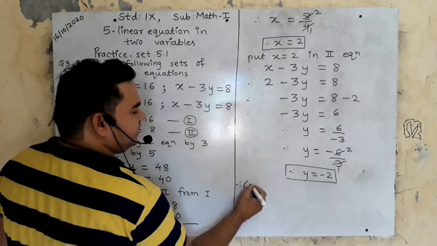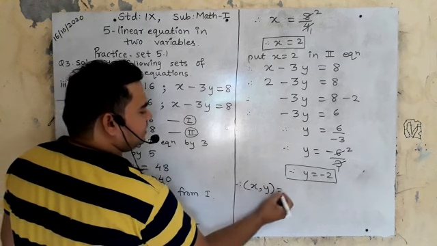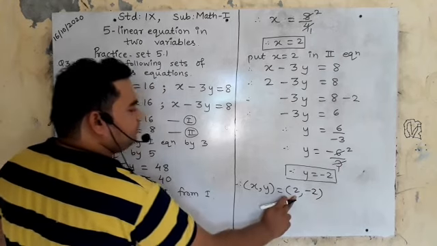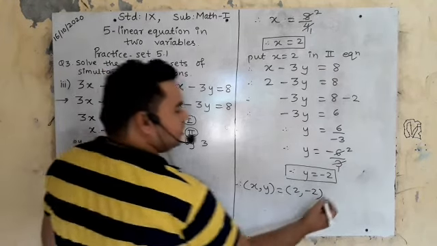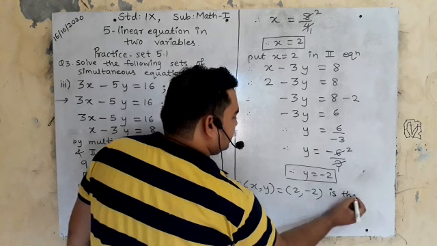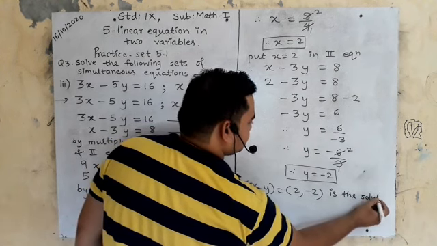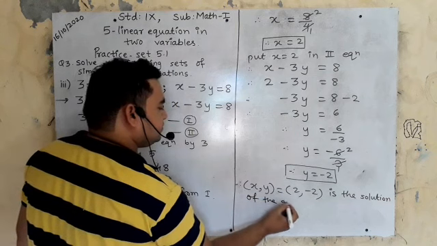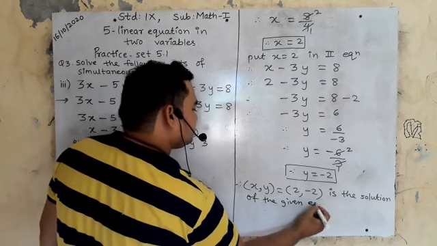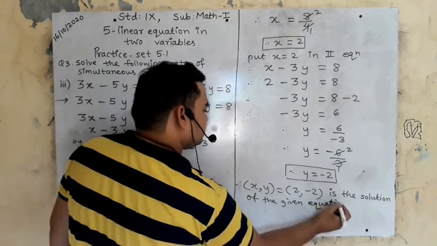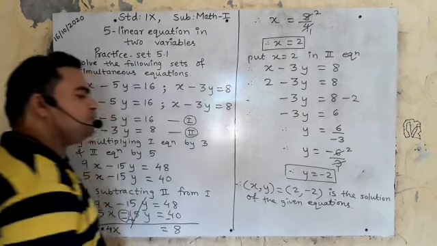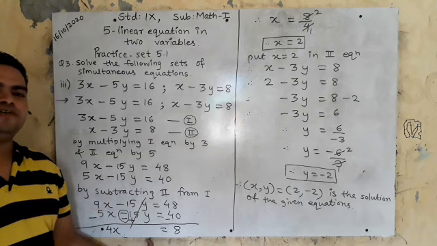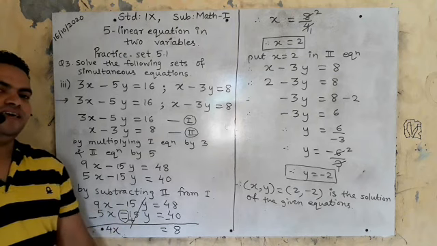At last you will write (x, y) is equal to (2, minus 2). The x value 2 and the y value minus 2 is the solution of the given equations. I hope you understood how to solve simultaneous equations. The further questions you will solve on your own. So best of luck and thank you so much.